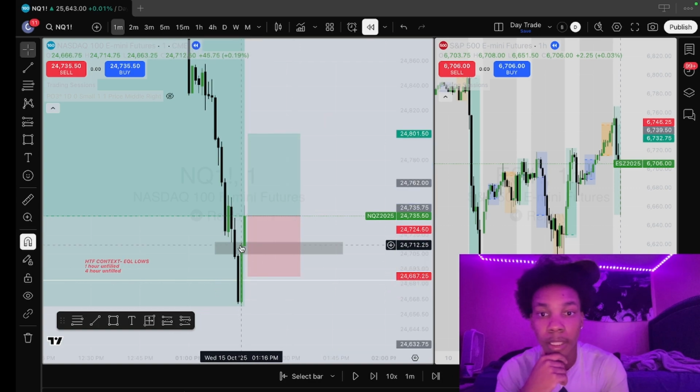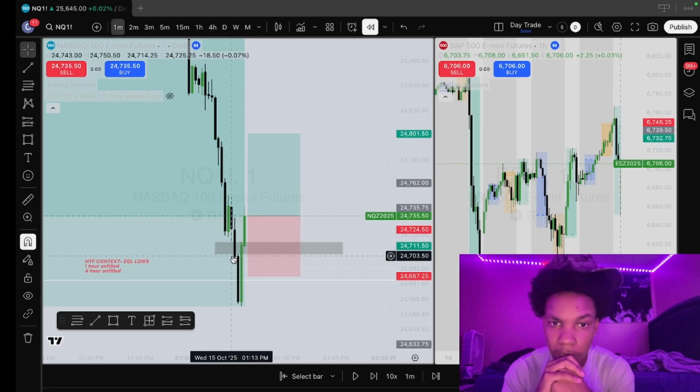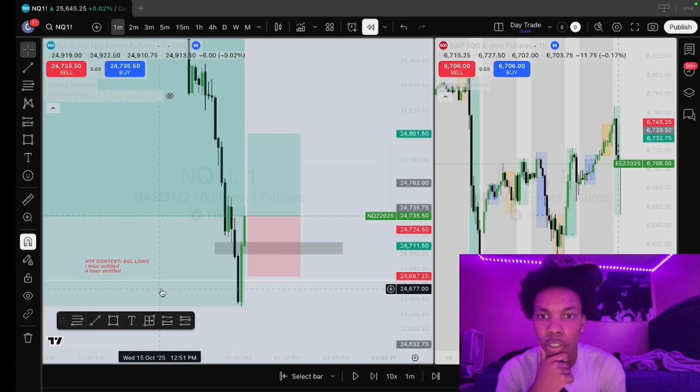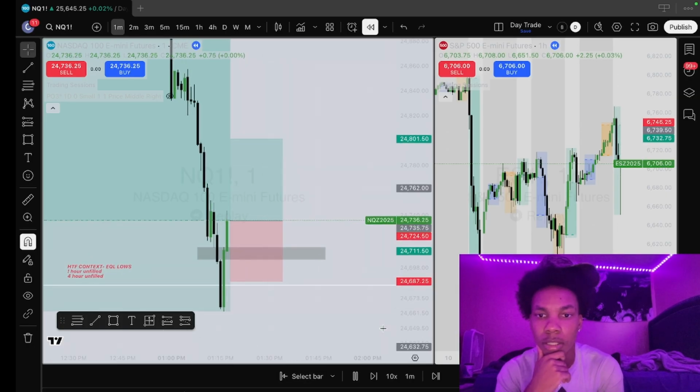Extremely volatile play. So what I would do is probably de-risk, maybe go five micros. I'm trying to protect all those express accounts. For people on combines, you could maybe go one mini, save yourself. Not two here, I wouldn't go two. So high time frame context is equal lows. We get our 1 minute inverse fair value gap, perfect V shape. Let's just see it play out.